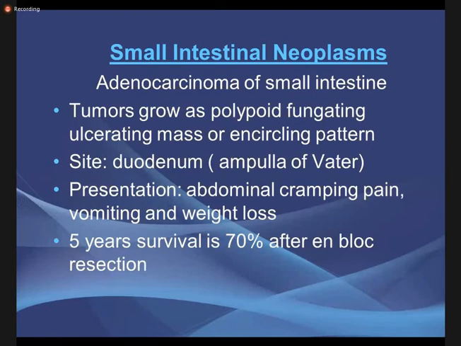Adenocarcinoma of the small intestine grows as a polypoidal fungating ulcerating mass or encircling pattern. The site is mostly the ampulla of Vater in the duodenum, and presentation will be with abdominal cramping, pain, vomiting, and weight loss. The 5-year survival rate is 70% after en bloc resection. This is adenocarcinoma of the small intestine.